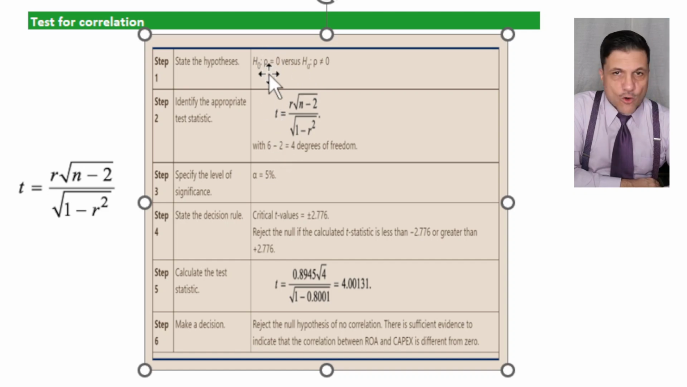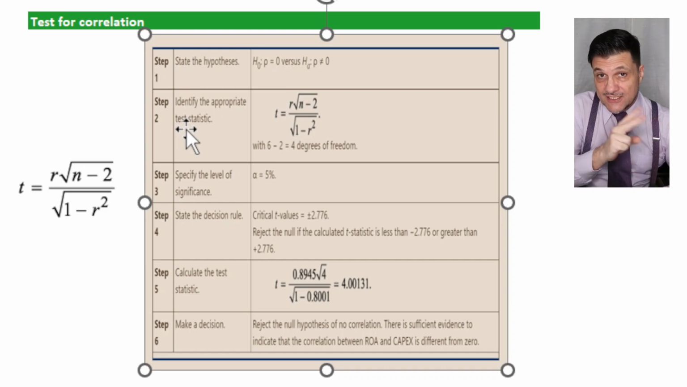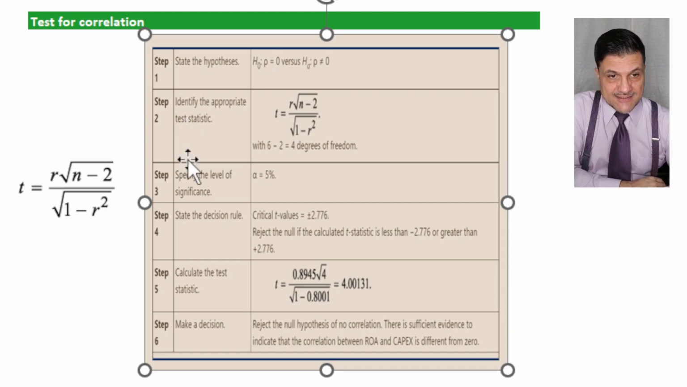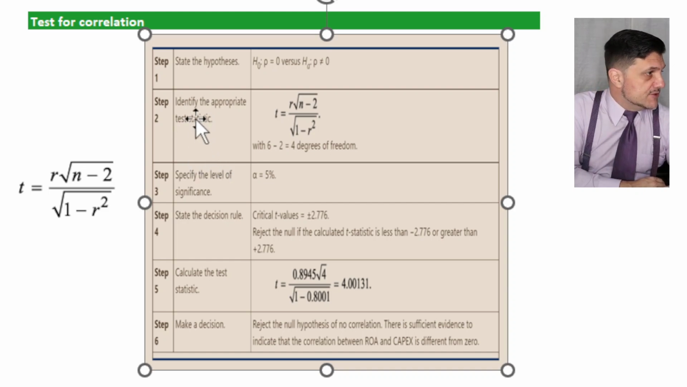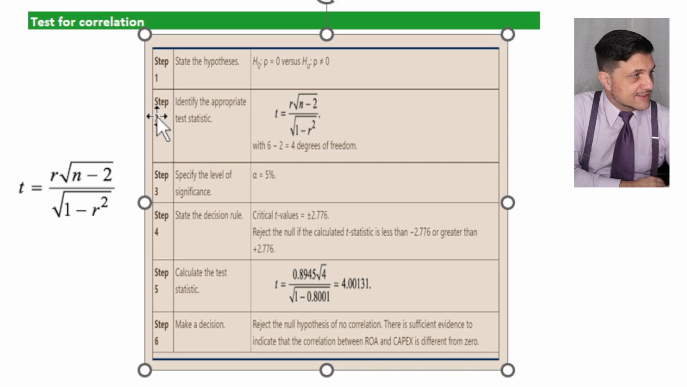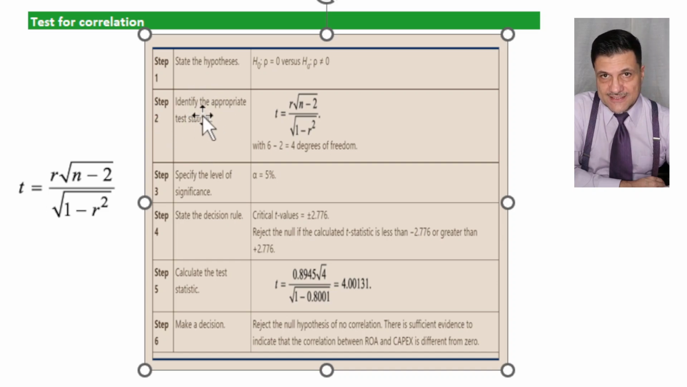This Greek letter here, okay? Equals 0, different than 0. Doesn't matter. Okay? Now, which test am I going to use? It's a correlation test. You only have 2 options. Basically, honestly, you only have 1 option. The t-test. Okay? So we're going to use a t-test. Look at that. Step 2. I define it as a t-test.